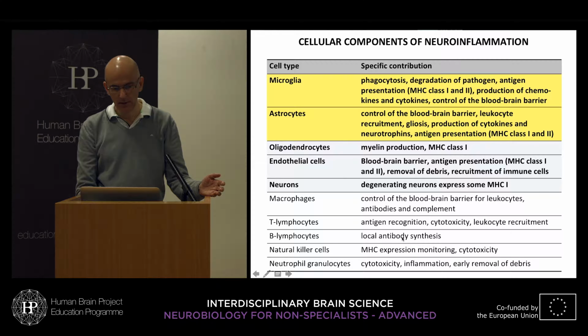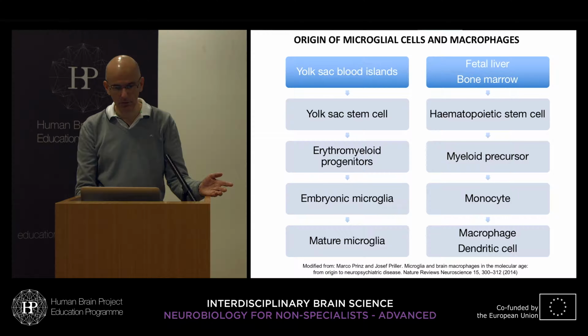B lymphocytes mediate local antibody synthesis in the nervous system. Natural killer cells are important for MHC expression monitoring, for cytotoxicity, and for the detection of viral infections. And finally, neutrophil granulocytes are also important for cytotoxicity, inflammation, and early removal of debris. And here you have already seen that there are two major groups of phagocytic cells in the nervous system, microglial cells and macrophages. So what is the difference between those two populations?